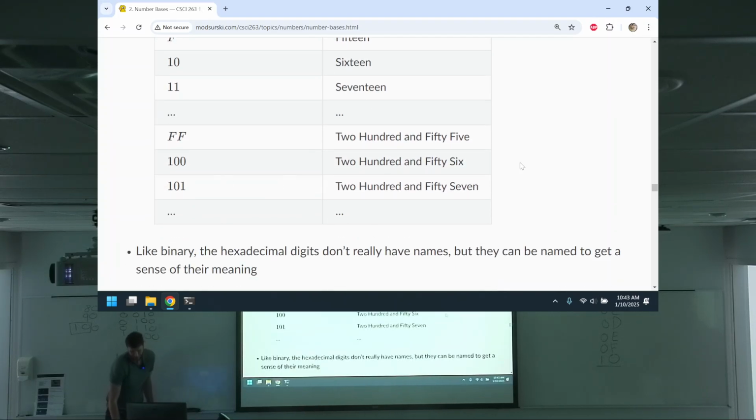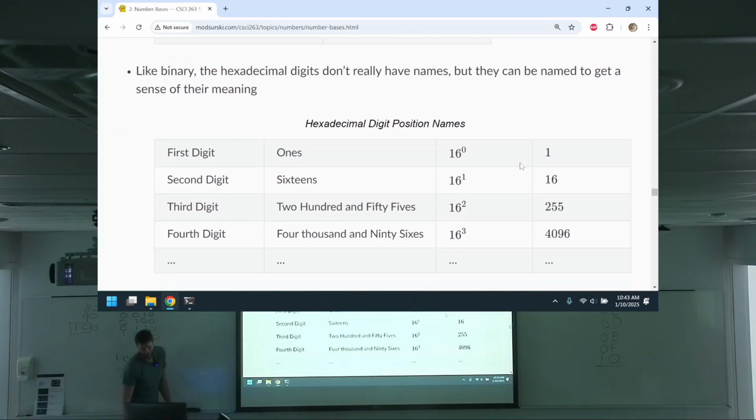Eventually we get to FF, that's 255. So with two symbols, I can actually represent the number 255, which is kind of cool. What comes after FF? That would be the value 256. How do I represent that? 100. Cool. Like binary, these digit positions don't really have names, but we can call them the 1s, the 16s, the 256s, the 4096s, and so on.